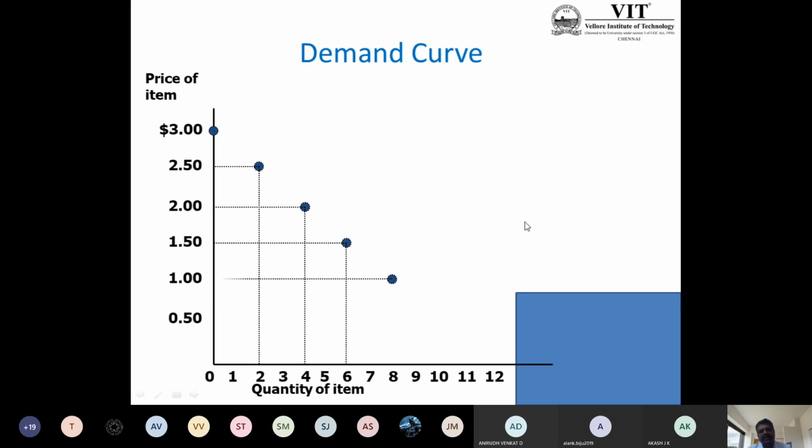As I keep reducing the price, I see that the sales increases. I'm able to sell more. The demand for the product is high. So demand curve is basically to tell the relationship between the price of the product and the quantity that is demanded in the market. So quantity of demand with respect to the price is given by the demand curve.